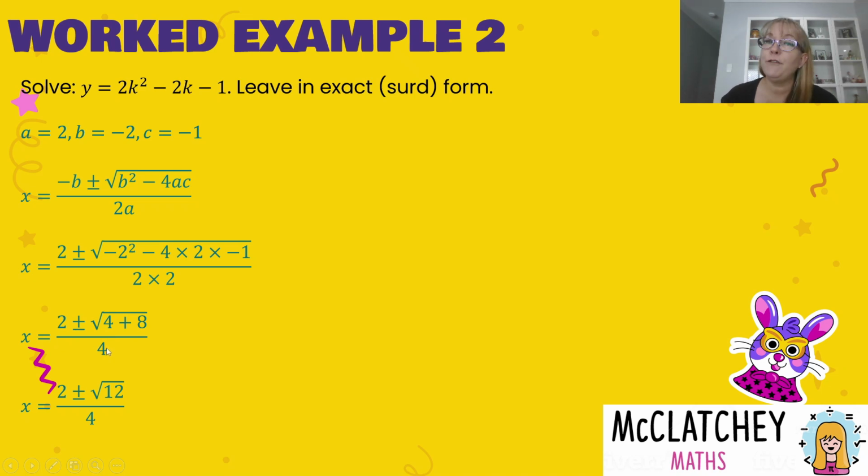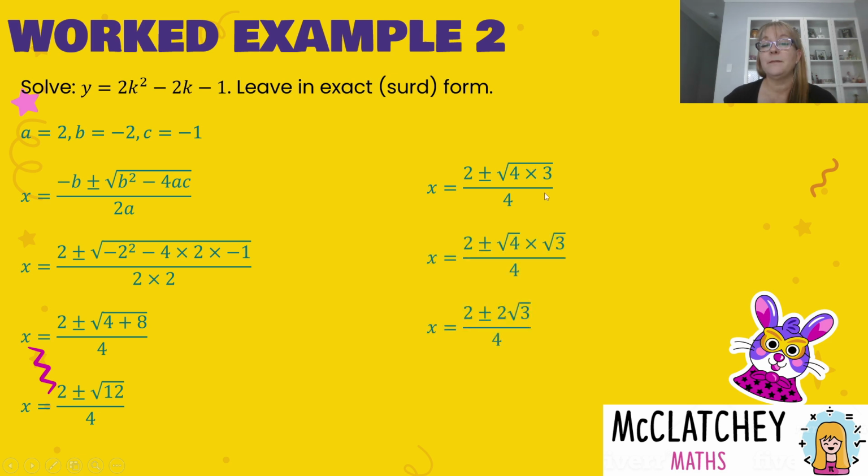Now I know from my surds playlist that I can simplify the surd root 12, because it is made up of 3 times 4. So I can take the square root of 4 and put it out the front, so it'll be 2 root 3.